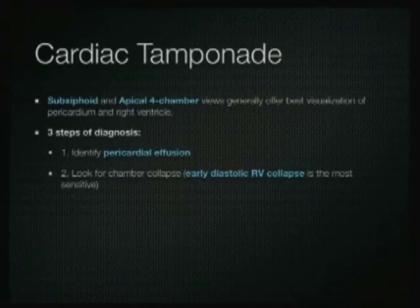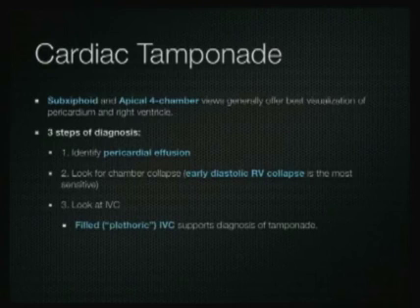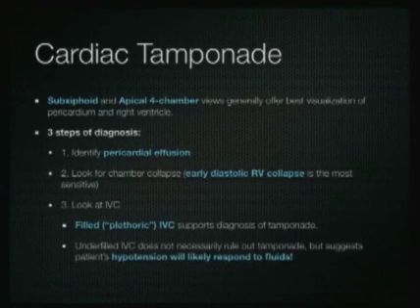Being able to differentiate early diastolic RV collapse is a little bit more challenging and takes practice. So start simply by just looking at the ventricles and seeing if a ventricle looks smushed or not. And 3, look at the IVC. A filled plethoric IVC supports the diagnosis of tamponade. An underfilled IVC does not necessarily rule out tamponade, but suggests the patient's hypotension will be that much more likely to respond to fluids. So, in cardiac tamponade, the first step is to give fluids, so you're always going to do that.